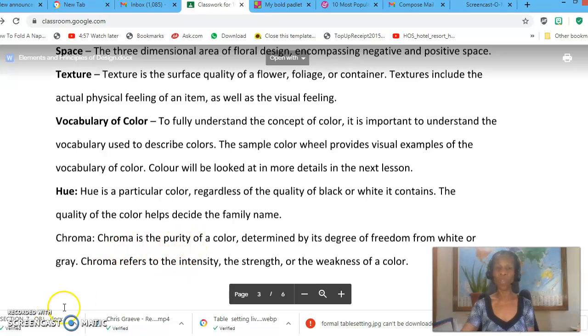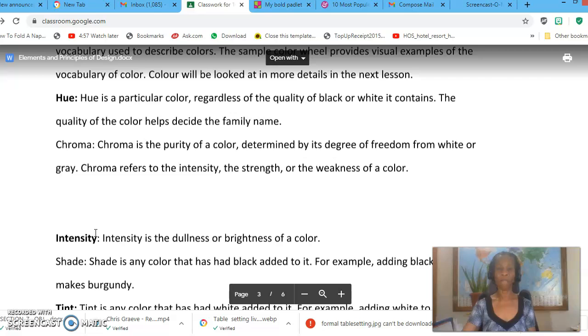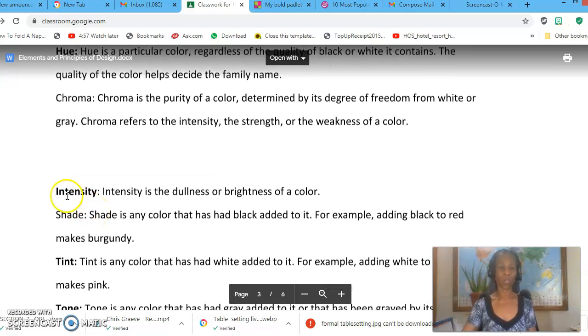So some red, very, very red, right? And some green, very green, and then they come down to lighter shades. So when you talk about chroma, we're talking about the purity of a color, the degree of freedom from white to gray, and the intensity or the strength of the color. Intensity refers to the dullness or the brightness of a color. Those are some terms. Shade is any color that has black added to it.